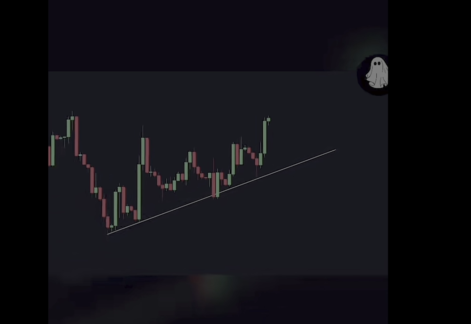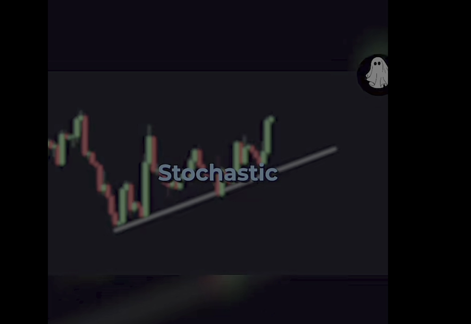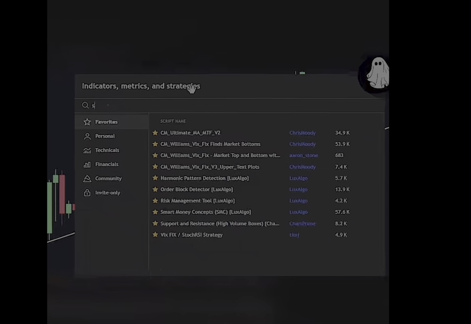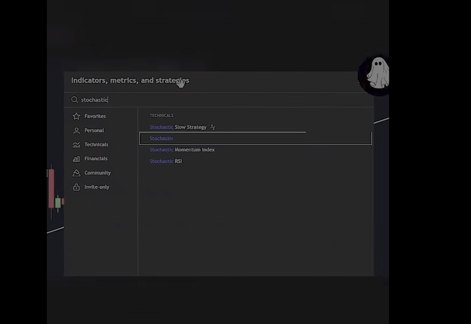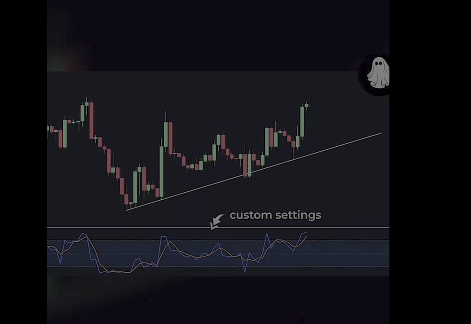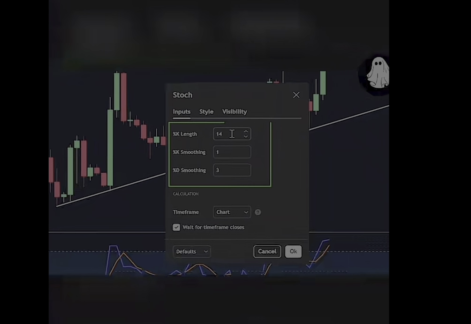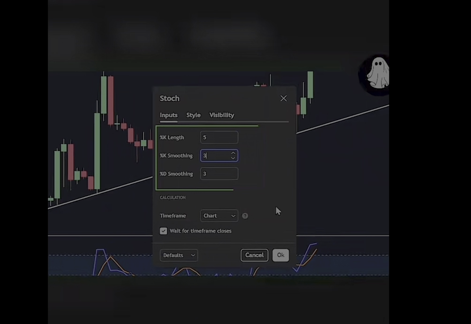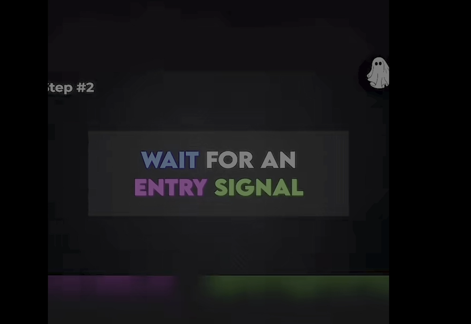Next, I use an indicator called the stochastic. To apply it, go to the indicator section on your charting platform, type in stochastic, and click this one to apply it on your chart. Change the settings to the custom settings I normally use. So, go to its settings, and just copy these values. This will help the indicator give better signals. Now that all the tools are set, we can start looking for entries.